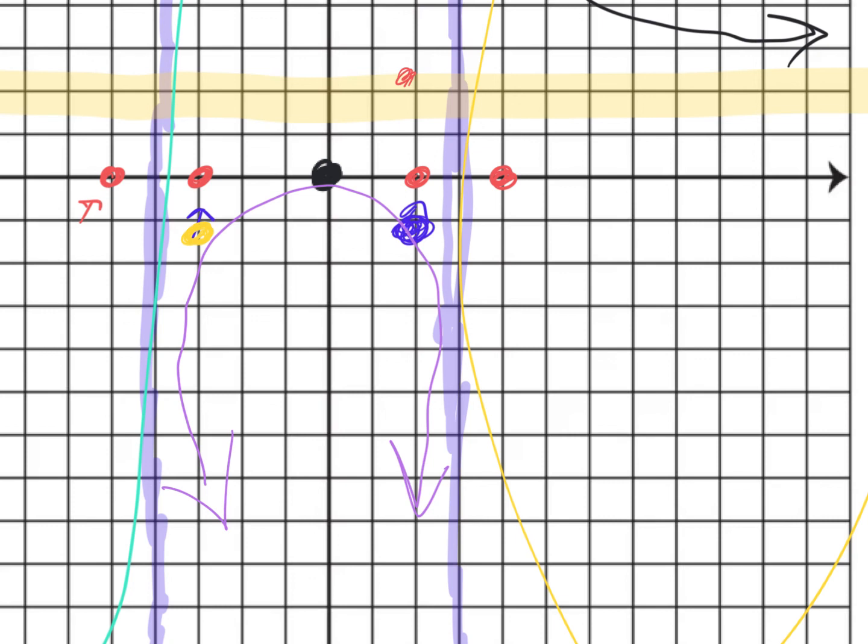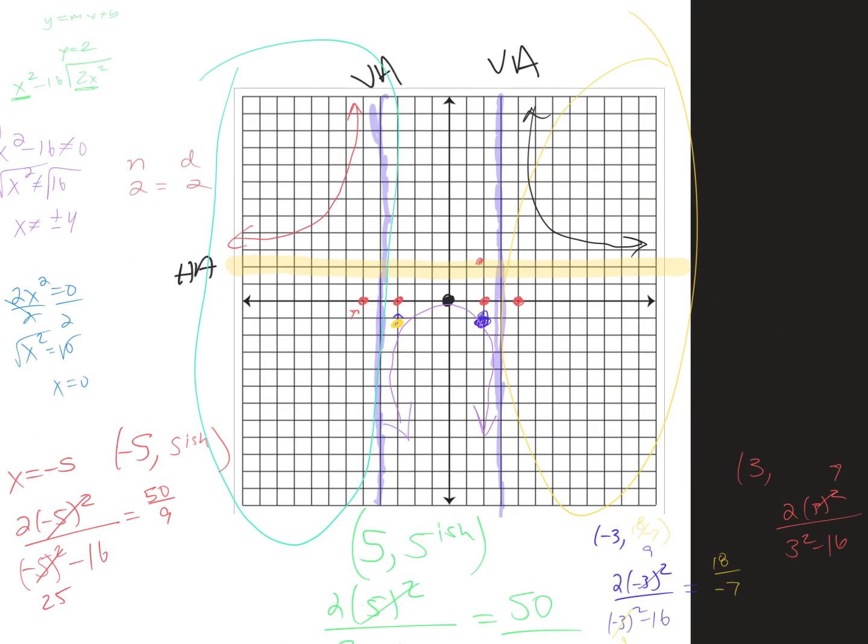So our final graph would be like these three pieces. Everything that is on there is what you have to have. You need to have your vertical asymptotes, your horizontal asymptotes, any intercepts if there are any, and your boomerangs. All of that goes into one graph.